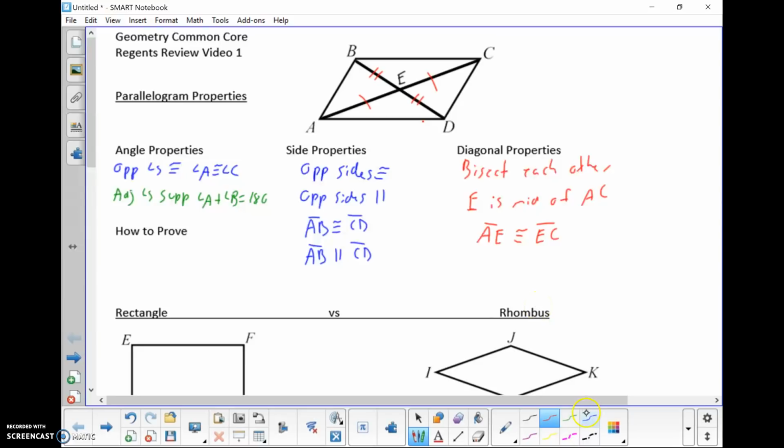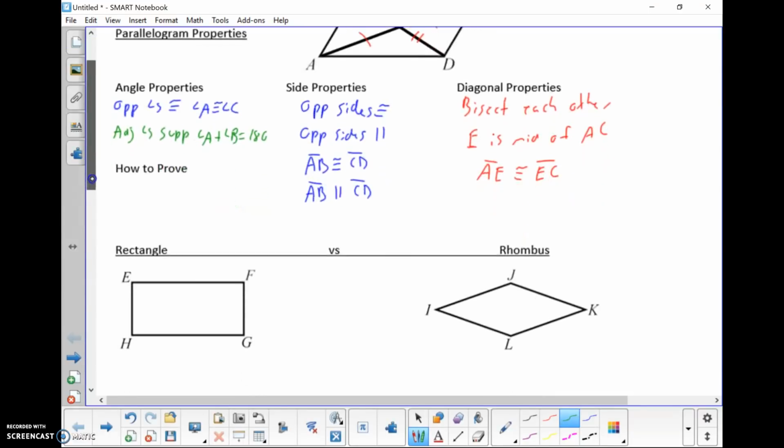Now, the diagonals bisect each other, but they do not bisect the angles. This angle is not being bisected. The diagonal is not an angle bisector. It's only a line bisector. They're all only bisecting each other. That's important. When we get down to the rectangle and the rhombus, we'll see a lot more stuff come out from that. But the one diagonal property for the parallelograms is they bisect each other.